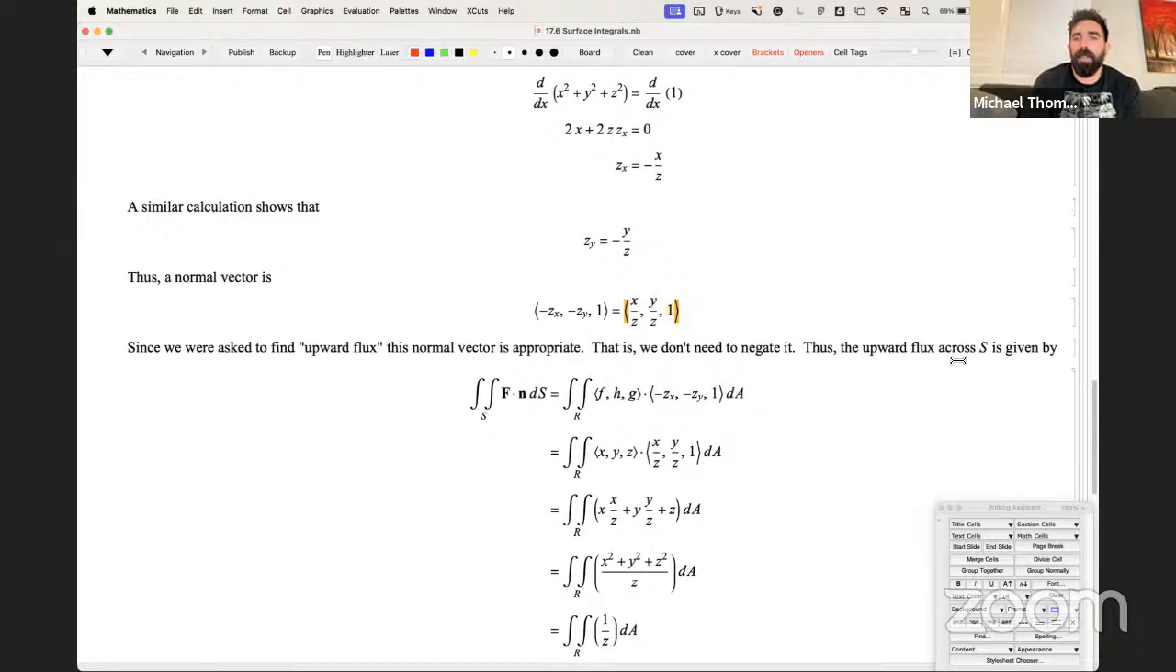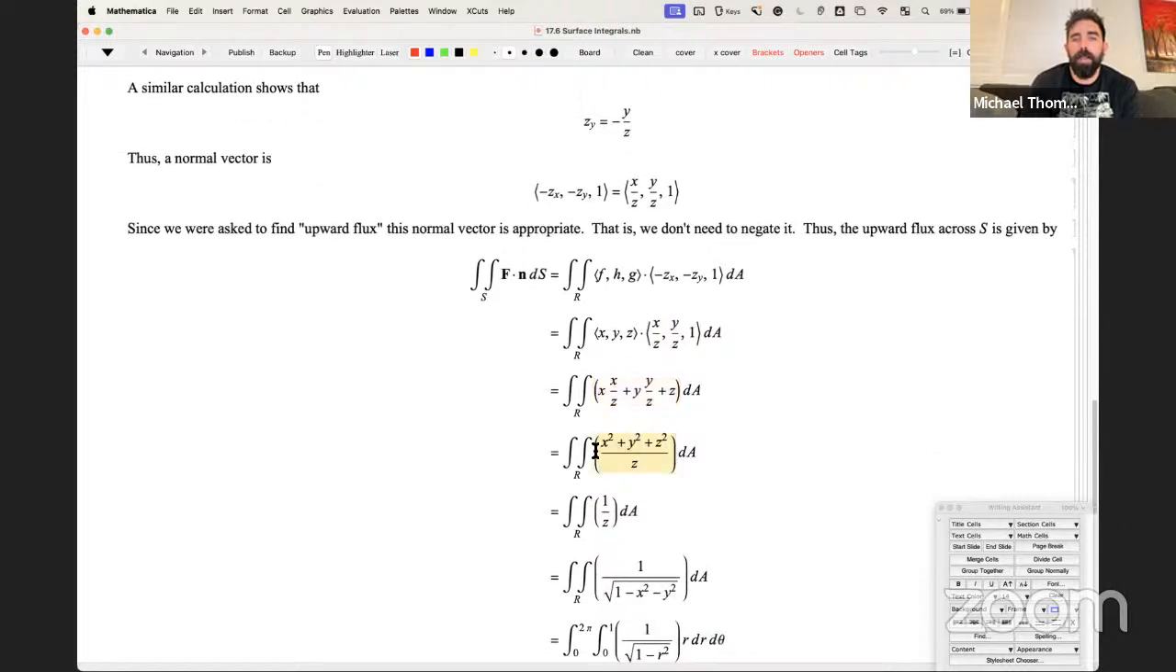Okay, so let's calculate the upward flux across the surface S. There's your flux integral. We'll just plug everything in: your vector field, and your negative Zx, negative Zy, 1. Your vector field is the radial vector field x, y, z. Then we'll dot it with x over z, y over z, 1. And when you dot it, you end up getting this. Now, here's the thing. We're going to be integrating over the region R, which is in the floor. And the region R in the floor should only have X and Y values, right? You're integrating in the X and Y direction. So we've got to get rid of these Z's somehow.